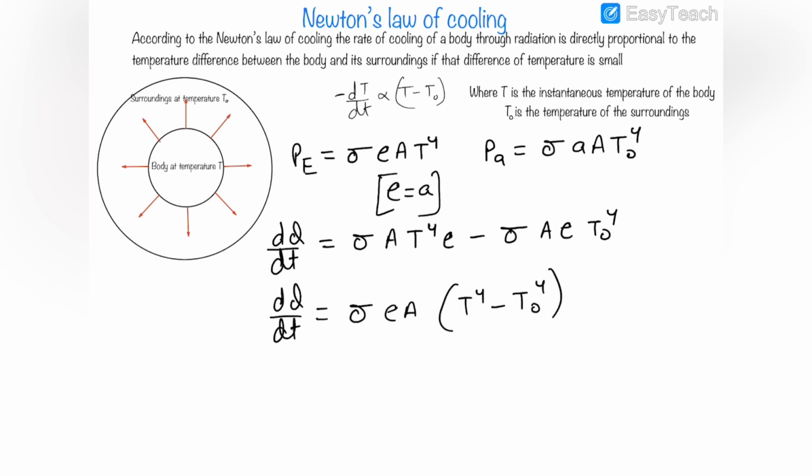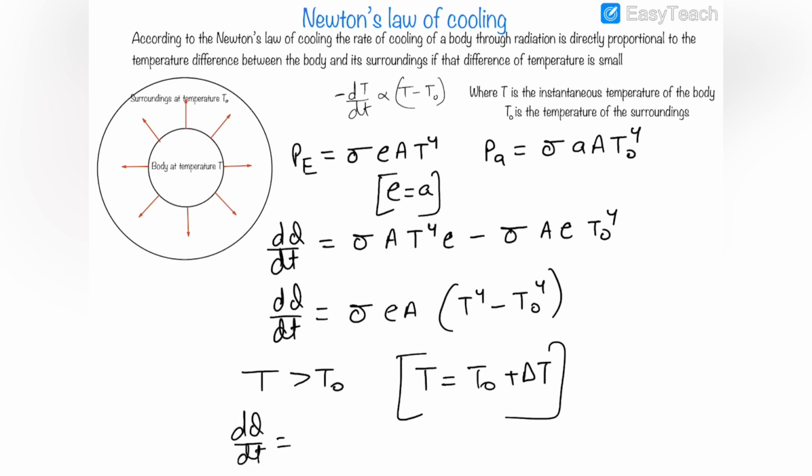Now we have assumed that the emitted power is greater than the absorbed power, which means that the temperature of the body is greater than the temperature of the surroundings. So let us assume that the temperature of the body is equal to T naught plus delta T, where delta T is the difference between the body and the surrounding temperature. So dQ by dt will be equal to sigma E A into T naught plus delta T to the power 4 minus T naught to the power 4.